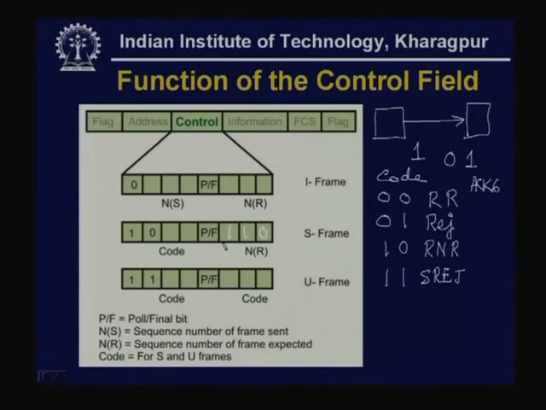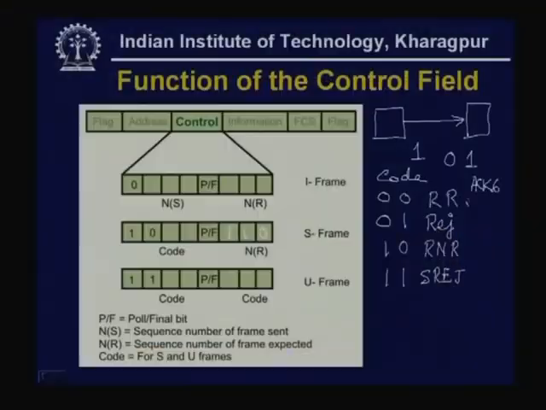So, whenever a secondary has no data to send, piggybacking cannot be done. In such a case, this negative acknowledgement or acknowledgement can be sent in this manner. Finally, in case of U frame, again the code is there which is used in S frame and U frame, and 3 more bits are used for coding. We are not going into the details of U frame, which are essentially used for control and management purposes. We shall not go into the details of this 3-bit code.